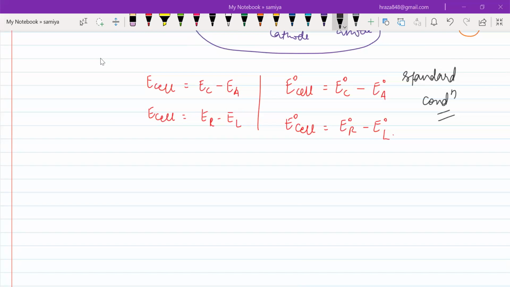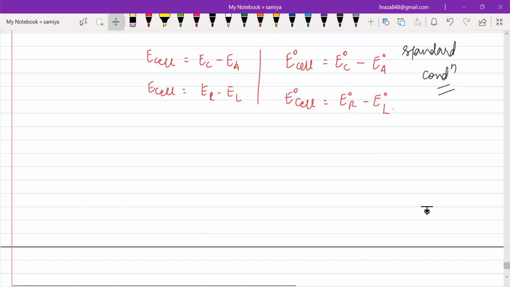Just let me know when you are done with this, then I will give some formula. Done, sir. Okay. One more thing: R is for right. We are talking about a standard on the right hand side and non-standard on the left hand side. Now see.